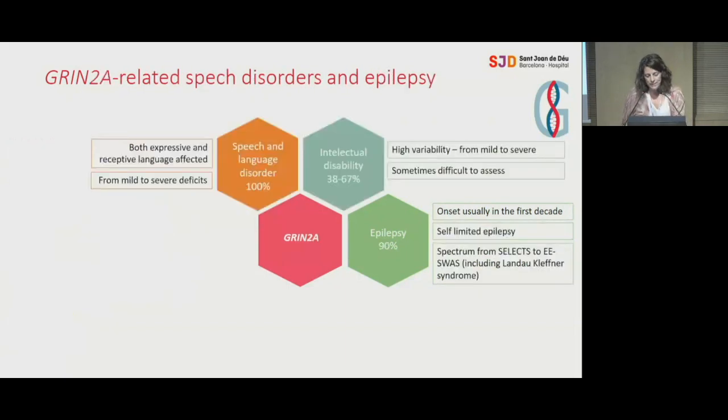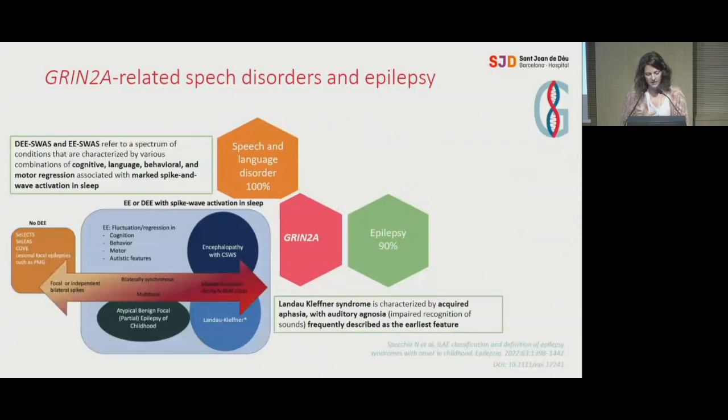When we come to GRIN2A, it has been described as related to a more specific epilepsy syndrome, although there is some variability as well. This epilepsy syndrome is what we now call the developmental and epileptic encephalopathies, or epileptic encephalopathy with spike and wave activation during sleep, which is a spectrum of conditions characterized by various combinations of cognitive, language, behavioral, and motor regression associated with this marked spike and wave activation during sleep, which is only an EEG pattern, but is suspected to be the cause of these symptoms. But not all the patients with this gene mutation have this form of presentation.